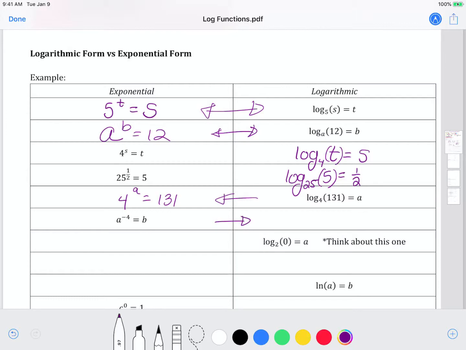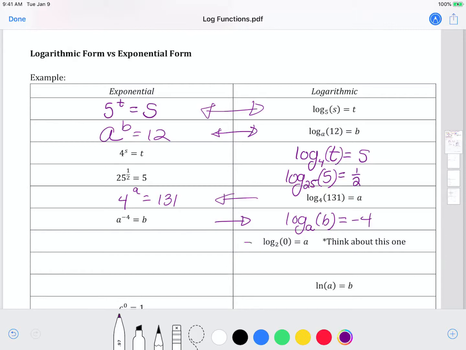Now going in the other direction, exponential to logs. My base is a, so I'm going to have log with the subscript here for my base a. My exponent is -4, so I'm going to set this equal to -4. And what I'm taking the log of is b.